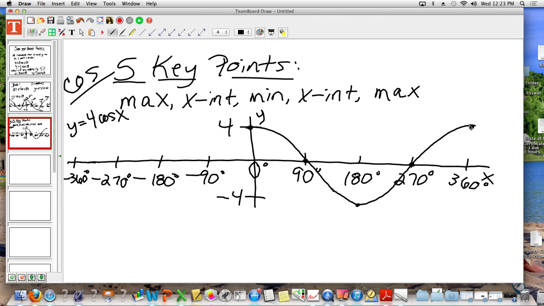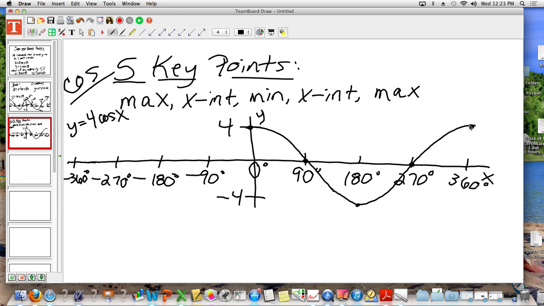But now you need to go backwards. The cosine curve, remember, is like a reflection over the y-axis, so you can just swing it over and map it right onto the other side of the y-axis. Or you can look at these 5 key points backwards.